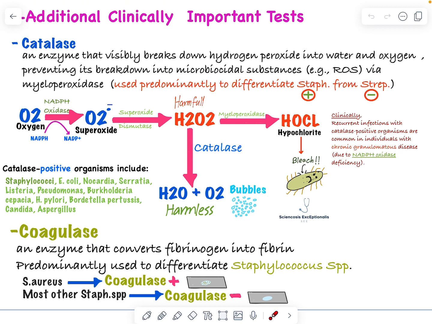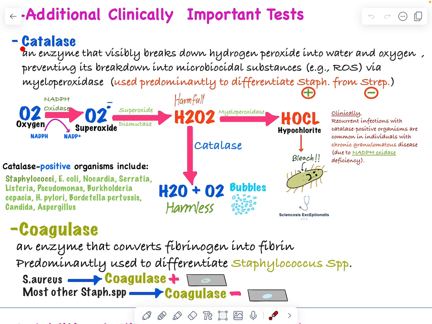Unfortunately, some bacteria are sneaky and they can prevent this process and avoid being damaged by the hypochlorite, which is the microbicidal substance, by having the catalase enzyme. The catalase is an enzyme that is responsible for the conversion of hydrogen peroxide, which is harmful to them, into water and oxygen, which are harmless to them, producing bubbles.